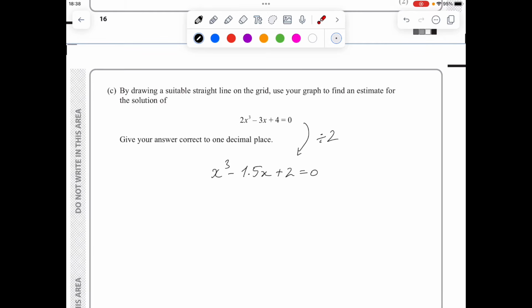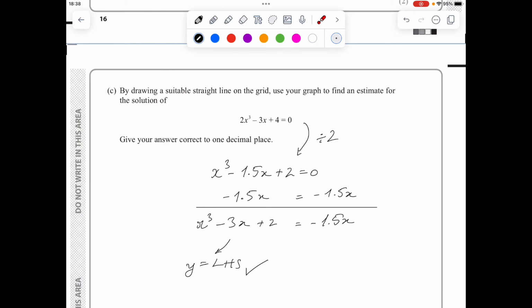And now I need to have a minus 3x on the left hand side instead of a minus a half x. So I will subtract minus a half x from each side, and then I would add the left hand sides and the right hand side. So on the left hand side I get x cubed minus 3x plus 2, and on the right hand side I get minus 1.5x. The equation y equals left hand side is the one that is already plotted on my grid.